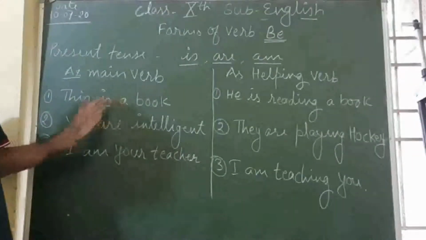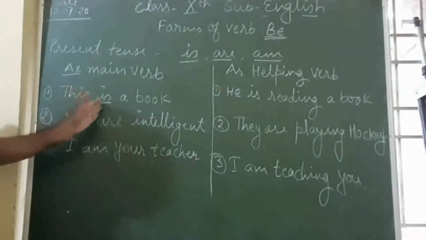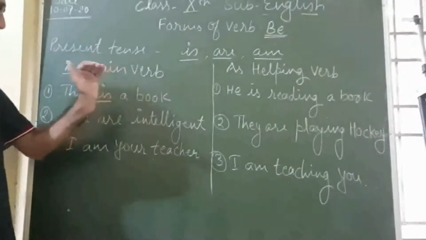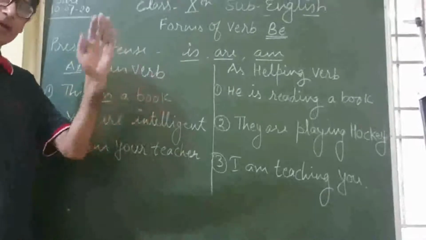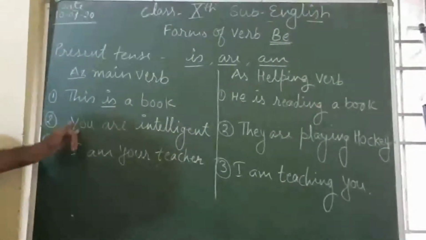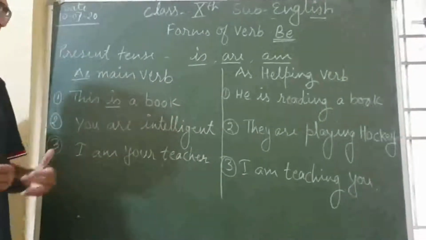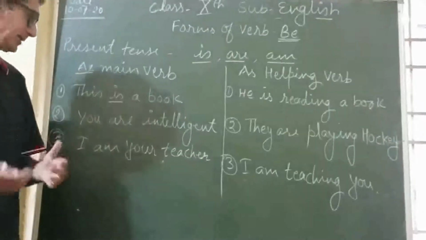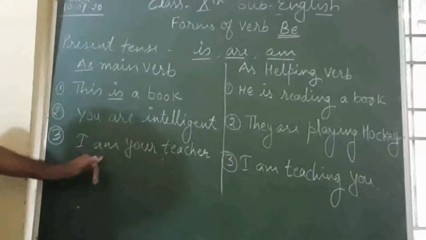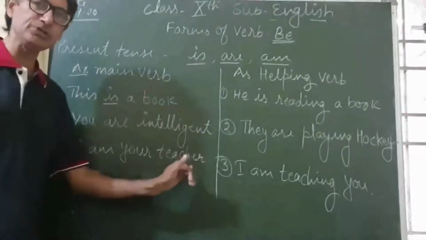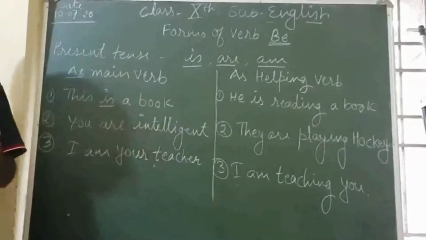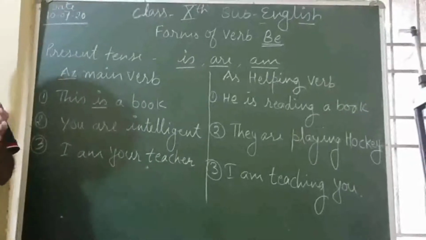Just observe the sentences I am reading for you. This is a book. यह एक किताब है. You are intelligent. आप बुद्धिमान हैं. I am your teacher. मैं आपका अध्यापक हूँ.